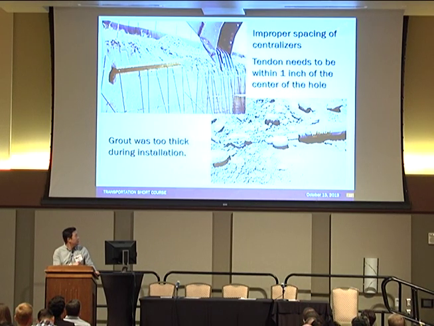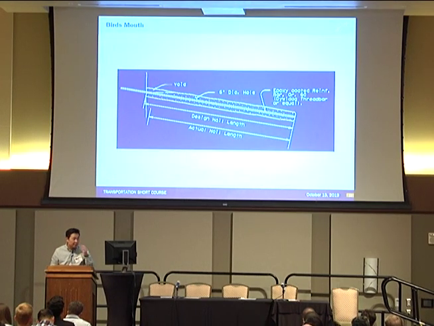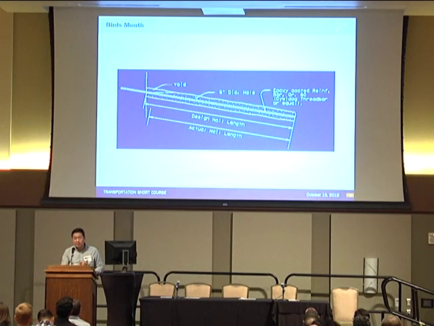And also, this picture shows grout is way too thick and it didn't flow all the way to the end of the hole. So grout thickness is very important. Also, other issues like bird mouth. Basically, you fill the grout by gravity, so there is a small wedge portion of grout. We call it bird mouth or bird beak. So we need to minimize this bird mouth.